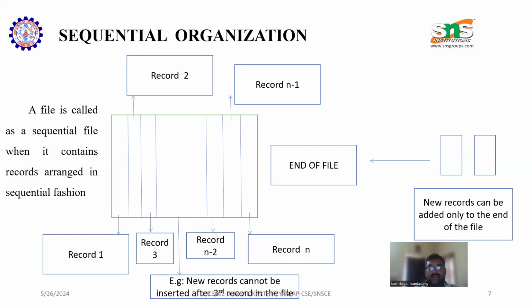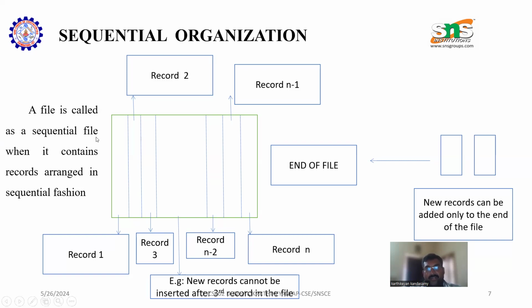So this is sequential access: record 1 here, record 2 here, record 3 here, and record n. A new record cannot be inserted after the third record in the file. You have record four, five, and record n minus 2, n minus 1, and record n. This is the end of the file. The new record can be added only at the end of the file, but cannot be entered in the middle. One by one, you can process. Randomly, you cannot insert a record in the sector.